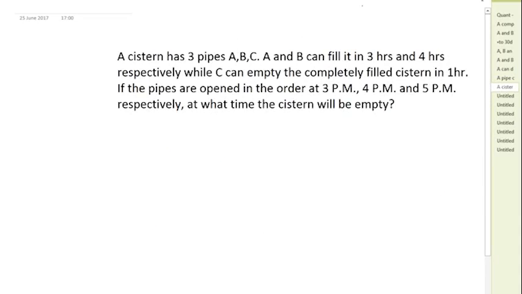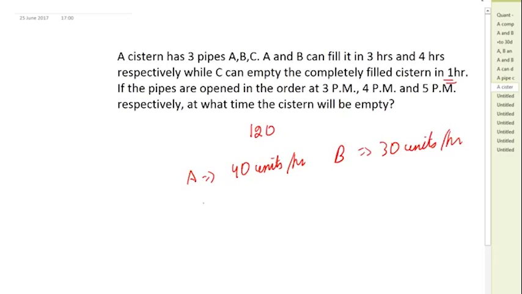Similar question, slightly trickier. A cistern has three pipes, A, B, and C. A and B can fill it in 3 hours and 4 hours respectively, while C can completely empty the cistern in 1 hour. So let's assume total units of liquid are 120. A can fill it in 3 hours, so A fills 40 units per hour. B fills 30 units per hour. And C empties at the rate of 120 units per hour because it can empty it in 1 hour.